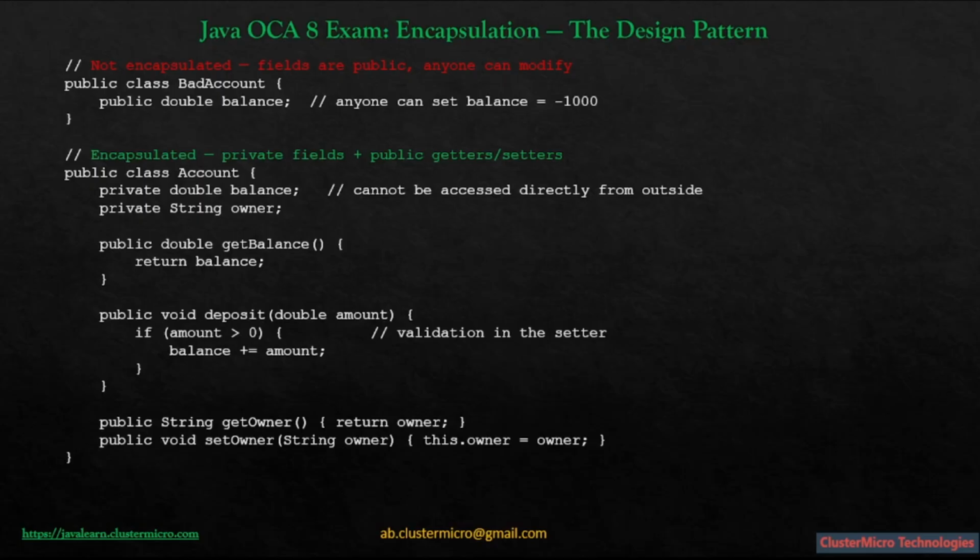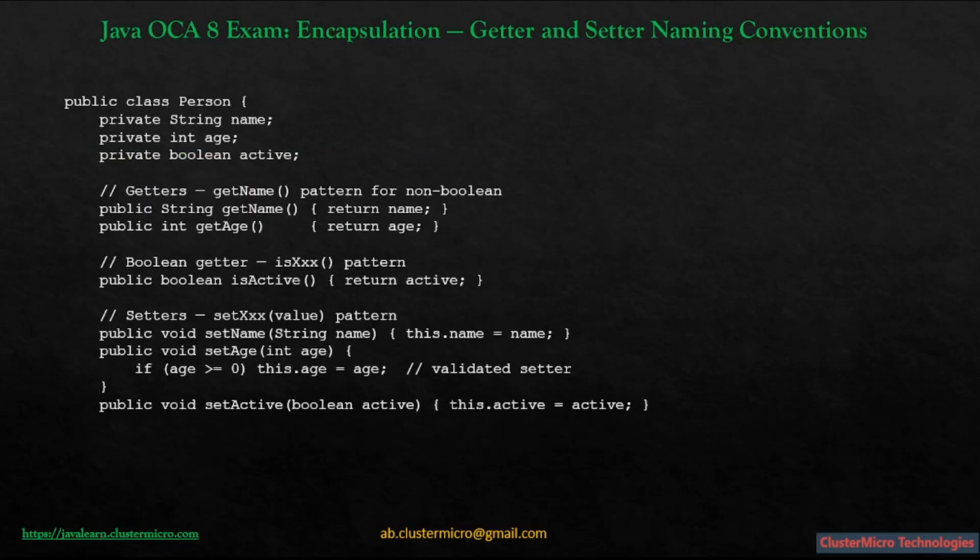Okay, so encapsulation, getter and setter naming convention, right? Java follows a standard naming convention for getters and setters, and many frameworks and tools depend on this convention. The OCA exam also often tests whether you can recognize correct and incorrect method names. For non-boolean fields, the getter method is named get followed by the field name, where the field name begins with a capital letter. For boolean fields, the common convention is to use is instead of get. So a field named active typically gets a getter called isActive, while getActive would still compile. Standard Java convention prefers isActive for boolean values.